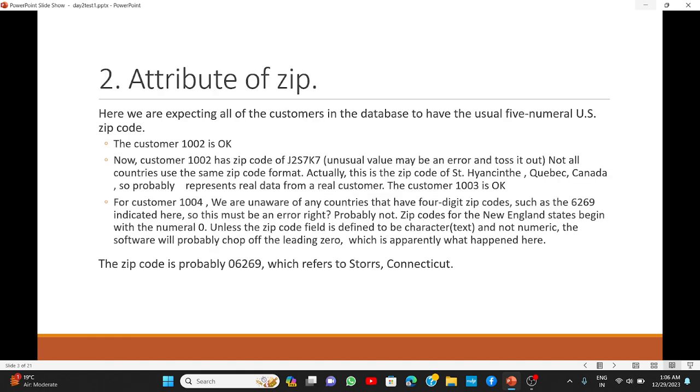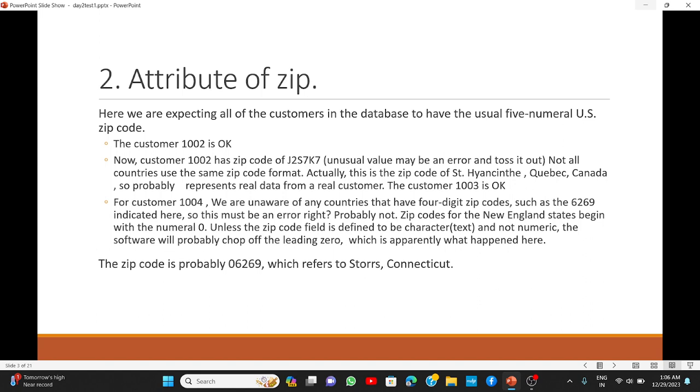Second, the attribute zip. Here we are expecting all of the customers in the database to have the usual 5 numeral US zip code. Customer 1001 is okay. Now customer 1002 has a zip code of J2S7K7. Unusual value, may be an error, or toss it out? Not all countries use the same zip code format. Actually, this is the zip code of Saint-Hyacinthe, Quebec, Canada. So it probably represents real data from a real customer.